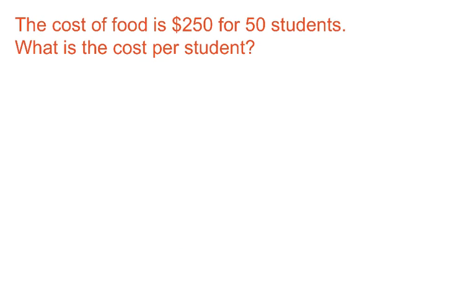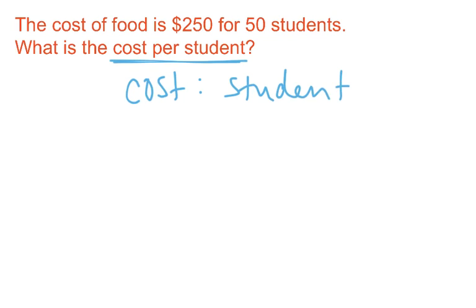Let's take a look at another example. Our second example says the cost of food is $250 for 50 students. What is the cost per student? Once again, looking at the fact that cost is coming first and then student is coming second. Once again, we're looking at 1 student. So if we write out our original ratio, we have $250 for 50 students.